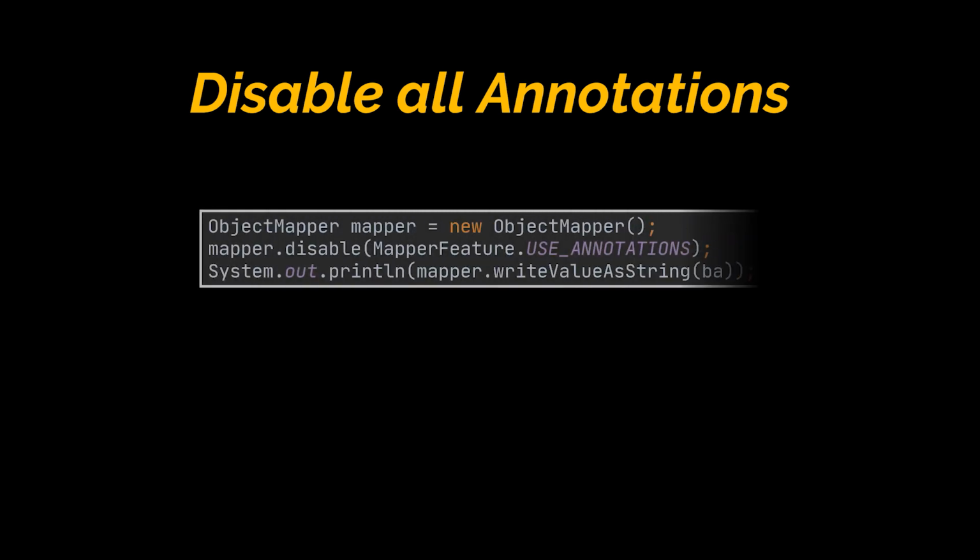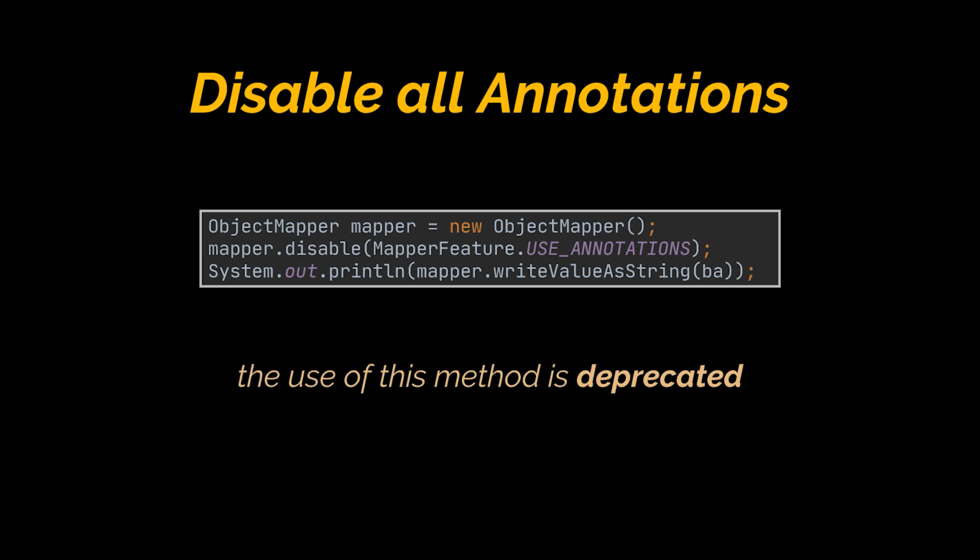Finally, to end this video, let's see how we can disable all Jackson annotations. This is done by using the disable MapperFeature.USE_ANNOTATIONS of your ObjectMapper as shown in the following example. However, the use of this method is deprecated, so if you want to disable Jackson annotations, it is a better practice to just remove them from your classes.